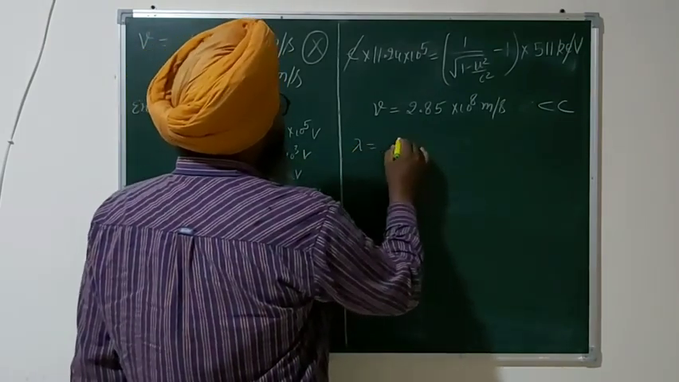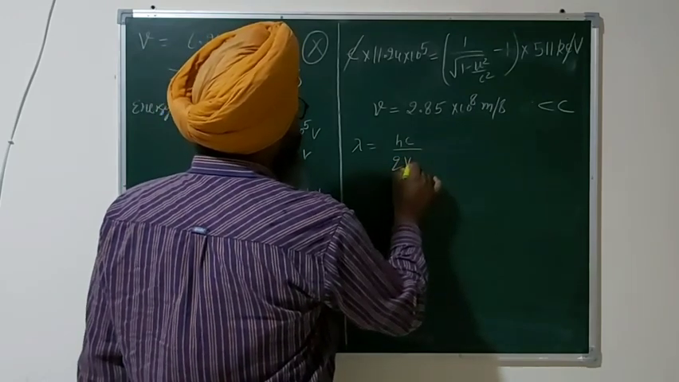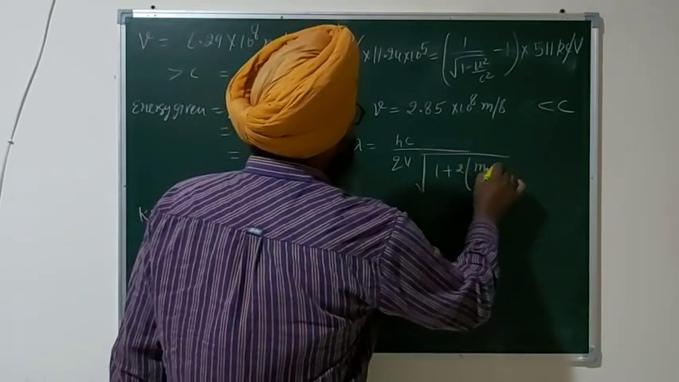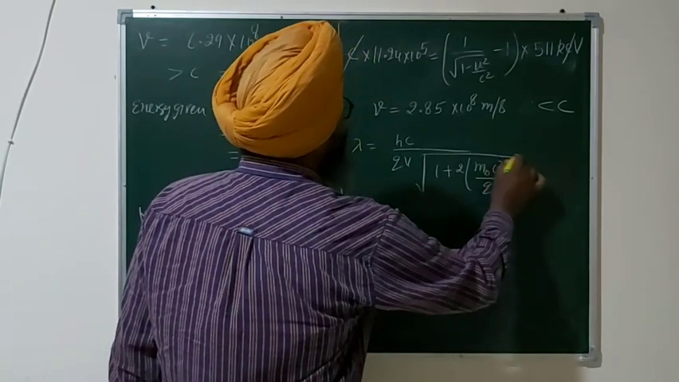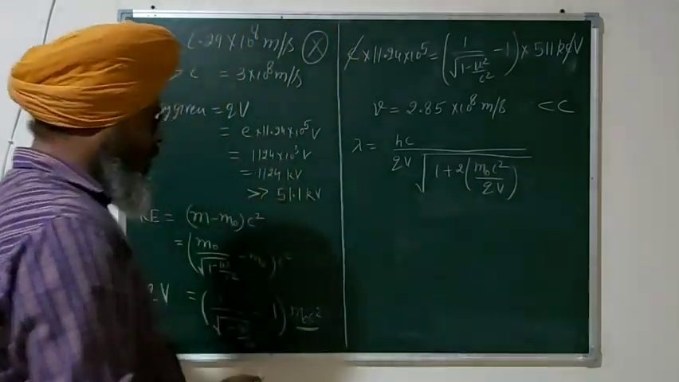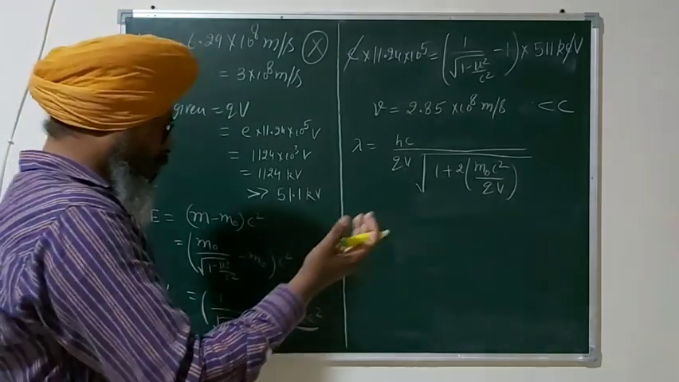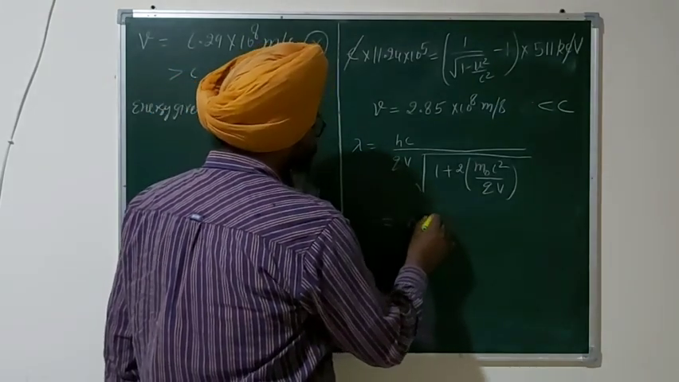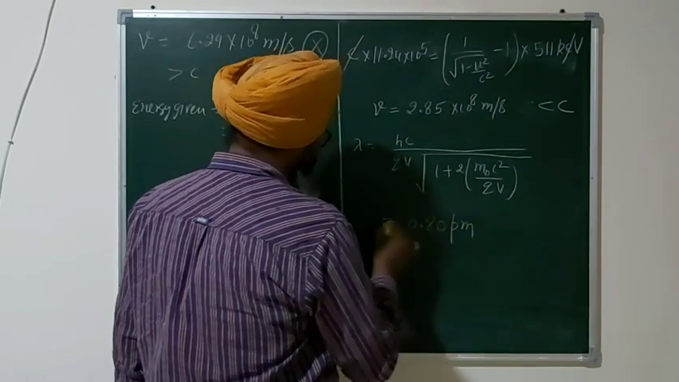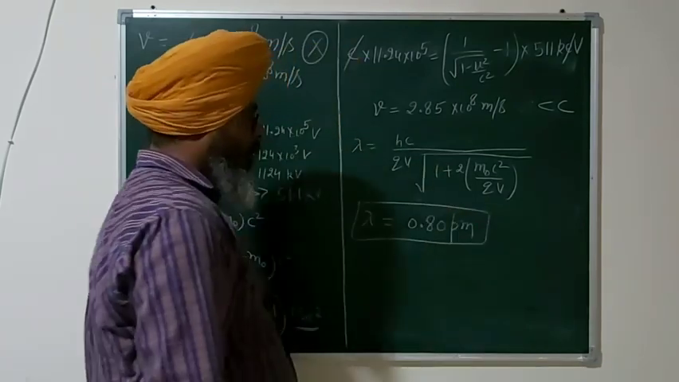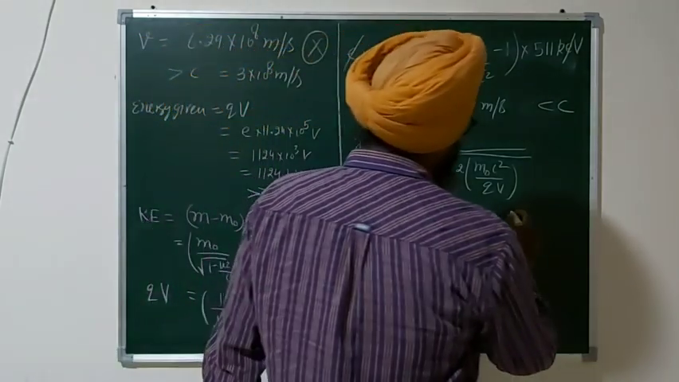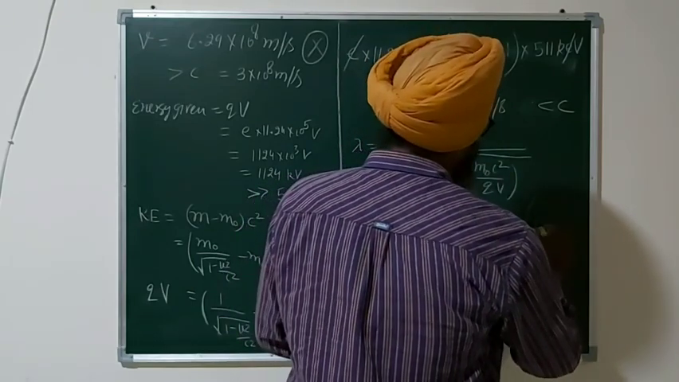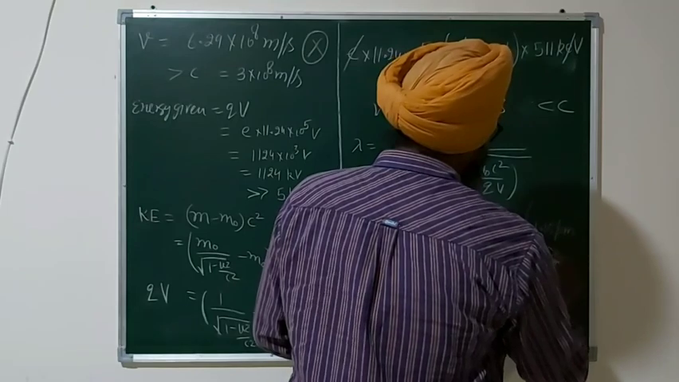Lambda is equal to hc upon qv into square root of 1 plus 2 m naught c square by qv. If you put all the values given in this numerical, you will find that the value of lambda will be 0.80 picometer. That is the correct value. The wrong value that we obtained earlier was 1.15 picometer. This was the wrong value.